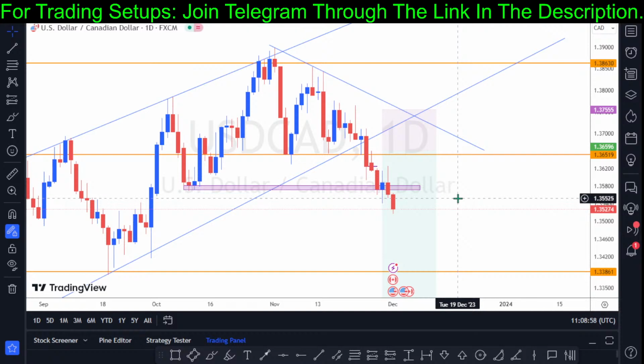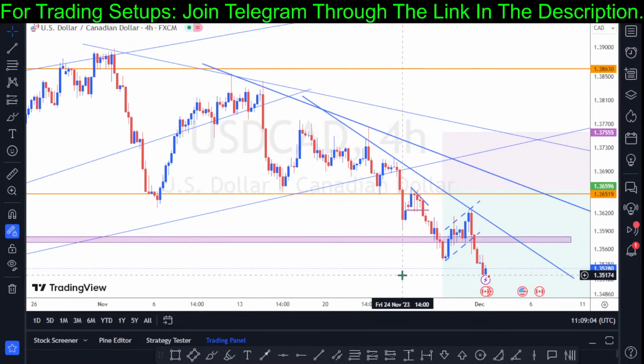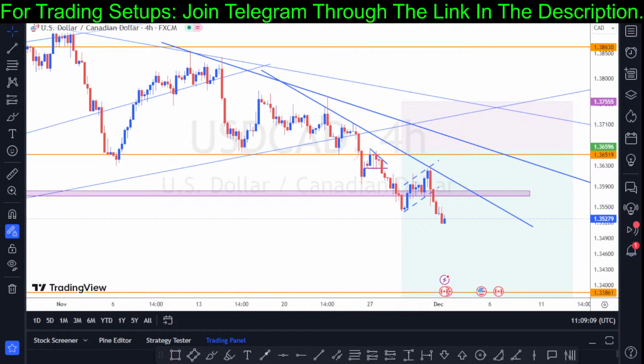So this is what I can see on USD Canada. I'm still supporting more downtrend on USD Canada, right? So in summary, I want to see price make a pullback to the broken key level structure right there, in combination with the descending trend line all the way down, right?